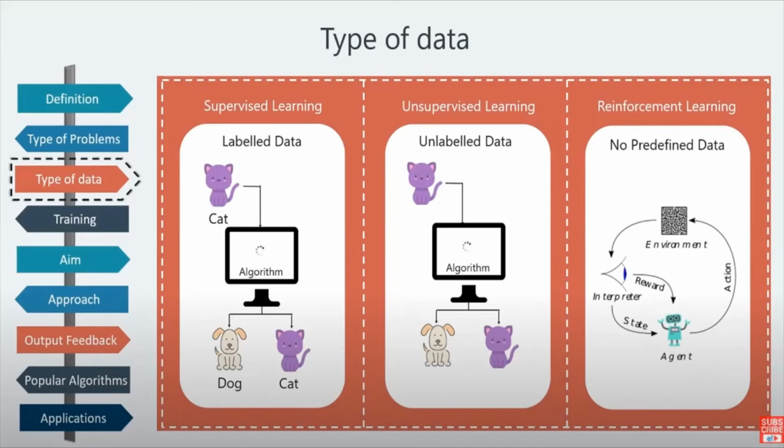In reinforcement learning, there is no predefined data, and the whole reinforcement learning process itself is a training and testing phase. Since there is no predefined data given to the machine, it has to learn everything on its own, and it starts by exploring and collecting data.